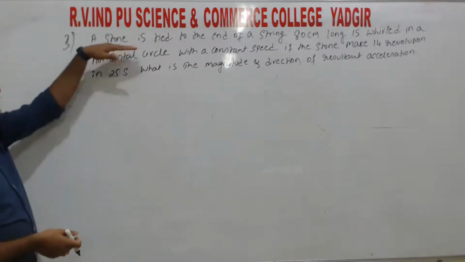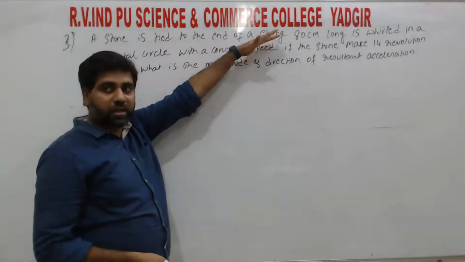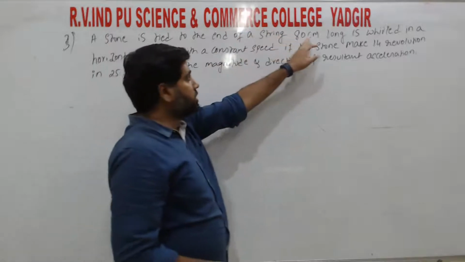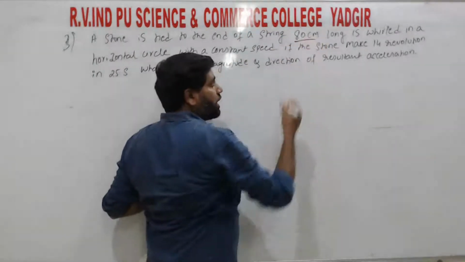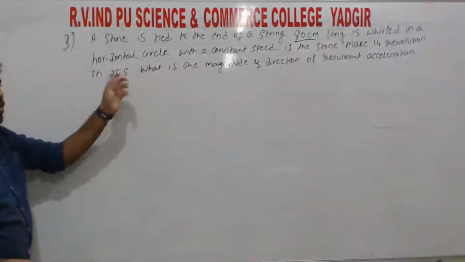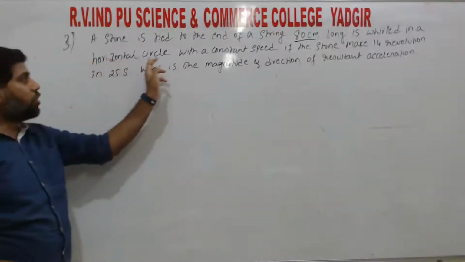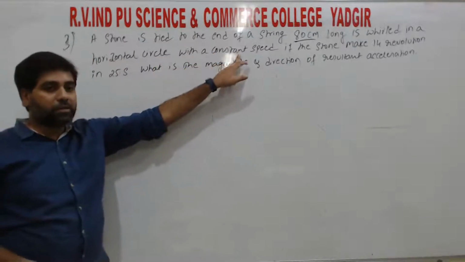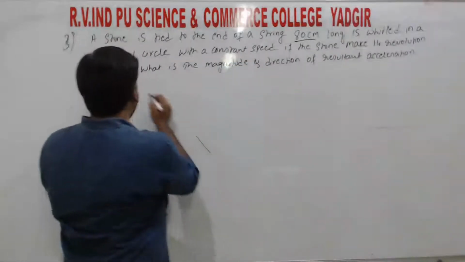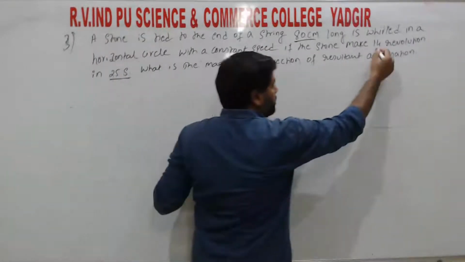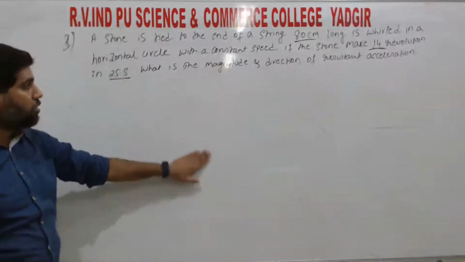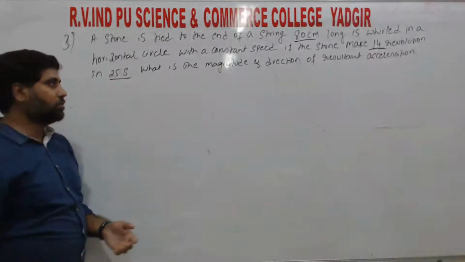So the question: one stone is tied to the end of the string. String is nothing but thread. So a stone is tied to a thread. The length of the thread is 80 centimeter, right? It is whirled, meaning circled or revolved, along a horizontal circle with a constant speed. So speed is constant. If the stone makes 14 revolutions in 25 seconds, we need to find the magnitude and the direction of the acceleration, right?